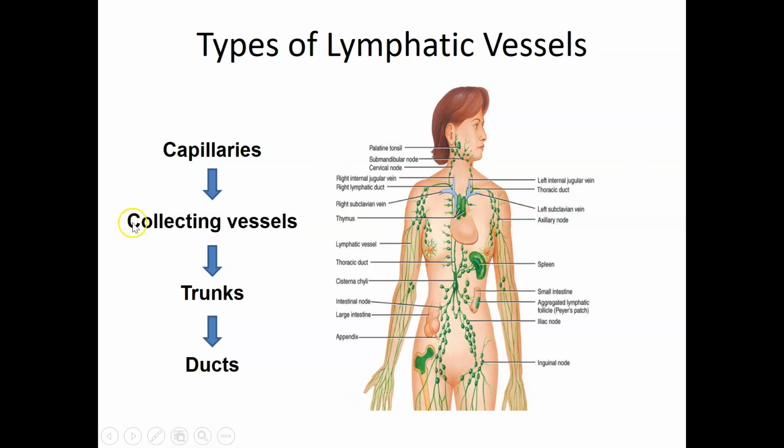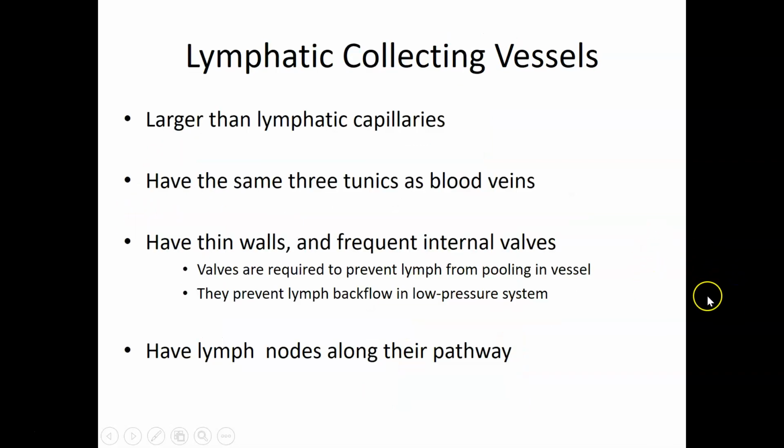So let's start with the collecting vessels. Lymph flowing through the capillaries is going to merge into these larger collecting vessels. And so let's break those down a little bit more. So the collecting vessels are larger than the capillaries. They form by merging of the capillaries. And the collecting vessels are similar in structure to blood veins in that they have 3 layers or tunics in the wall of the vessel.